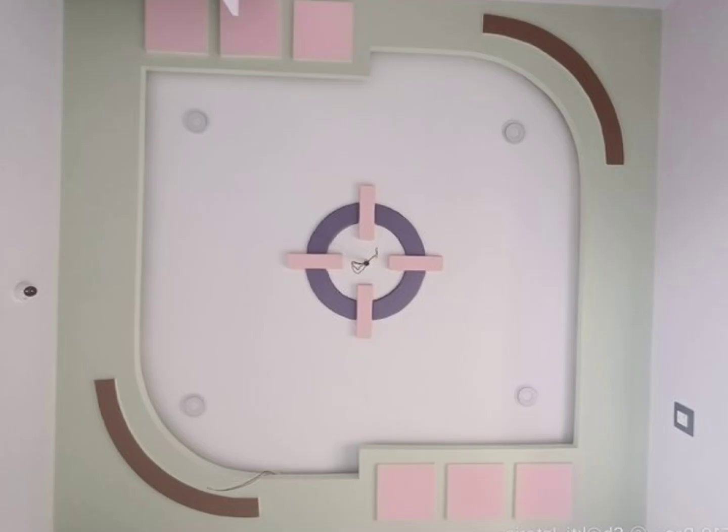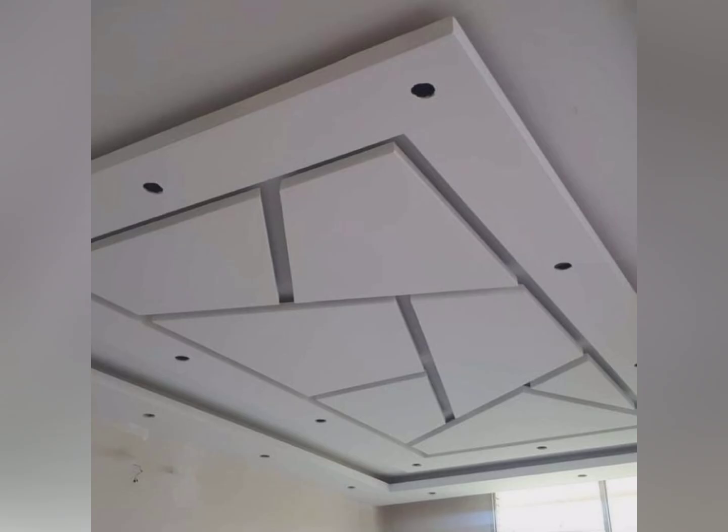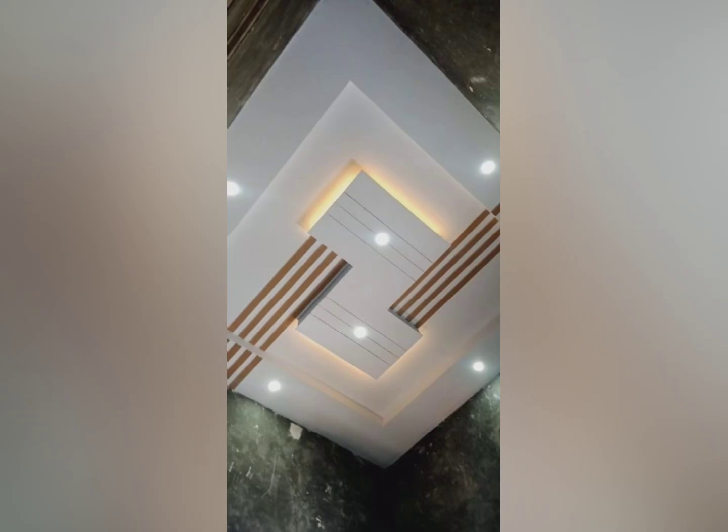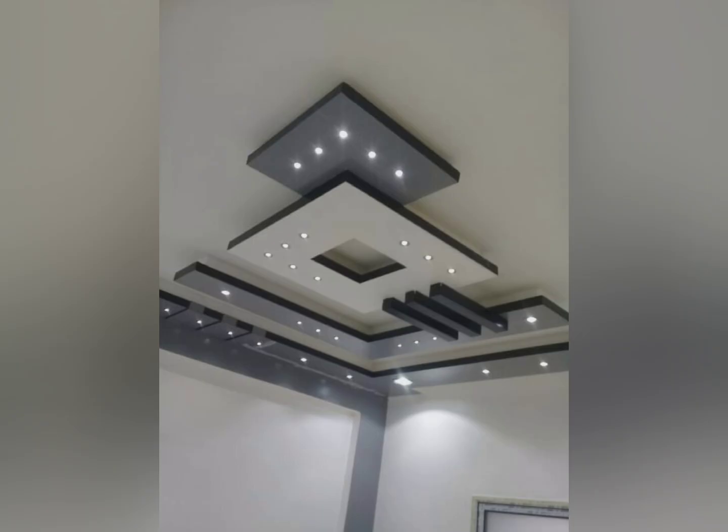Gypsum false ceiling provides acoustic benefits by reducing the echo and noise transmission between rooms or floors. They also hide the electrical wiring, ductwork, and plumbing, creating a clean and clutter-free appearance. Gypsum is naturally fire resistant due to its non-combustible core, which contains chemically bound water and slows heat loss.